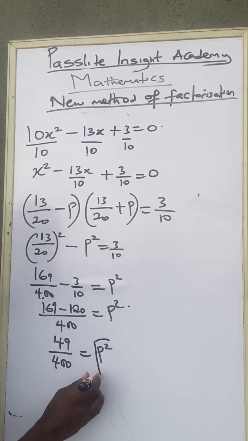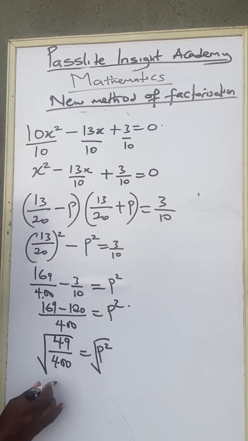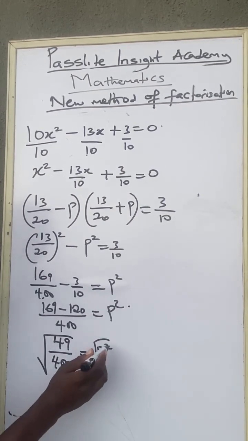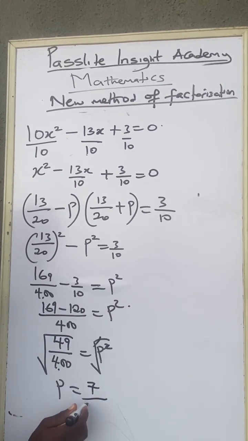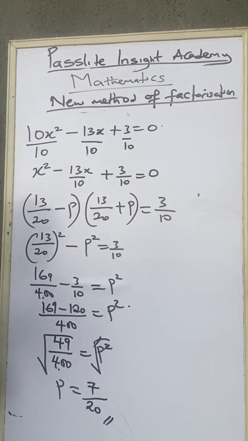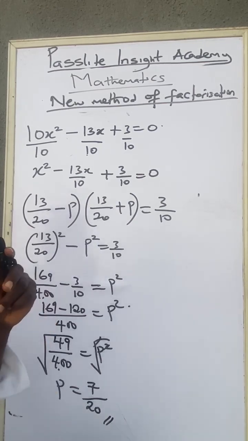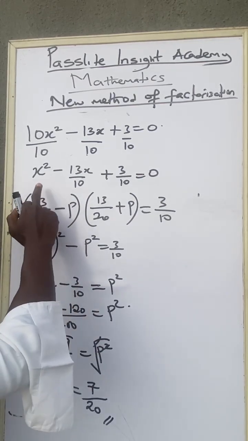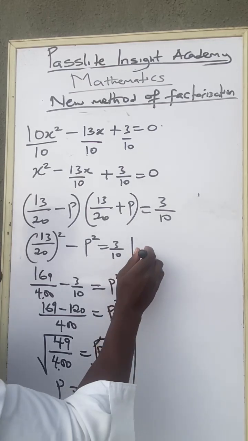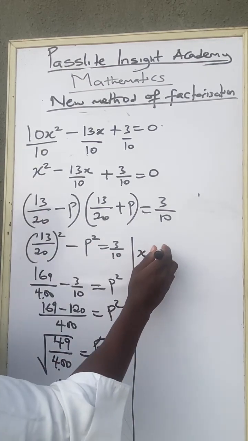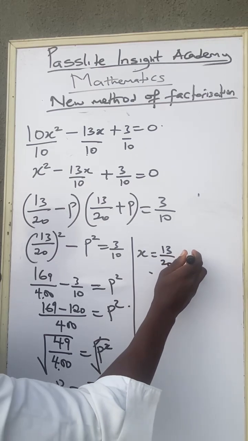So find the square root of both sides. So P is equal to, this cancels this. Square root of 49 is 7. Square root of 400, that is 20. Your P is 7 over 20. So how can we get the value of s now? Don't forget, let me just use this. s is equal to, from here now, 13 over 20 minus P.